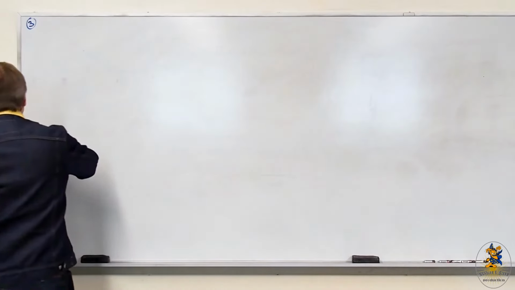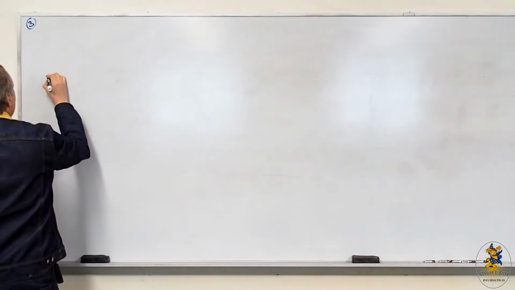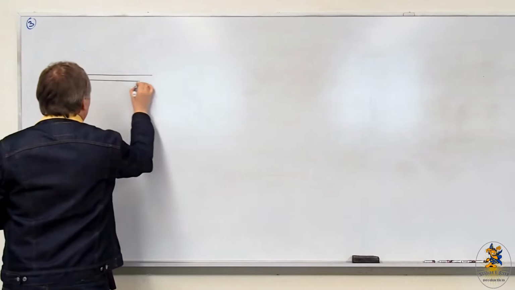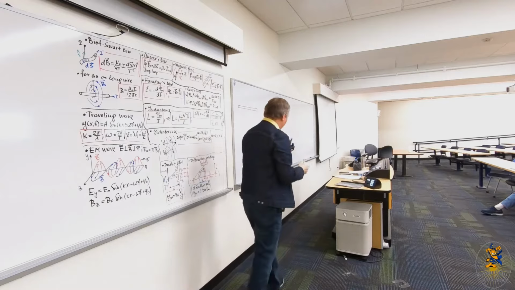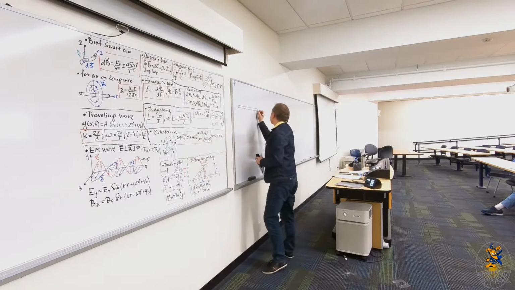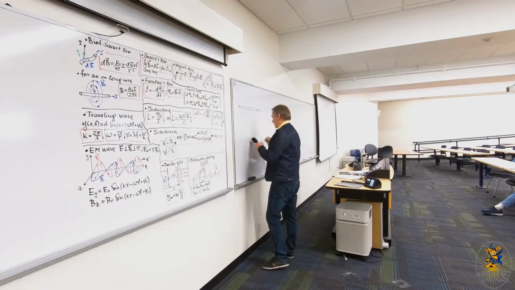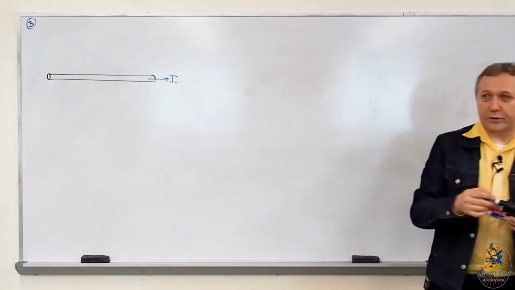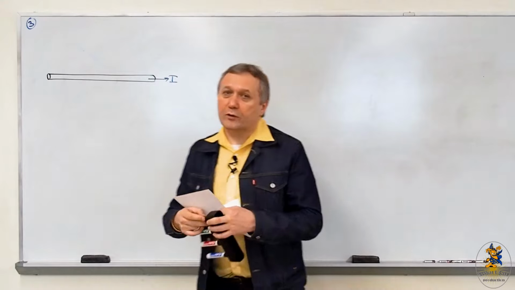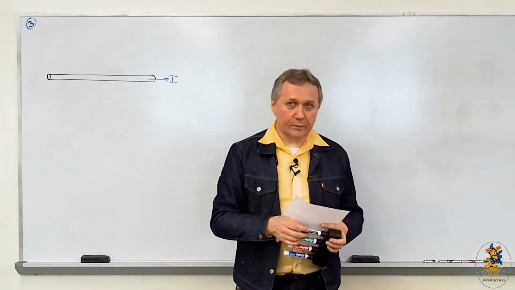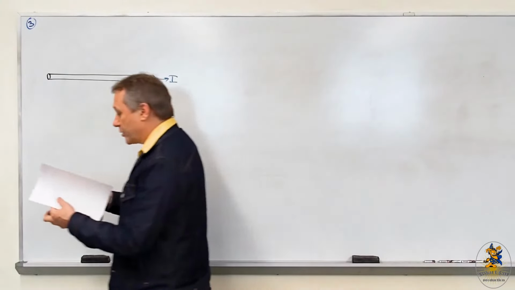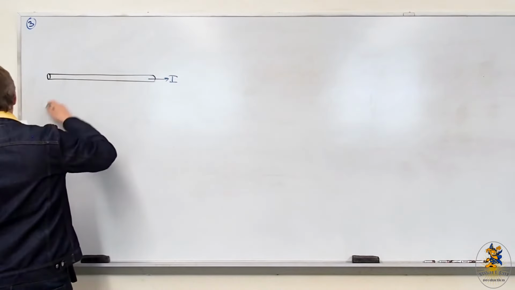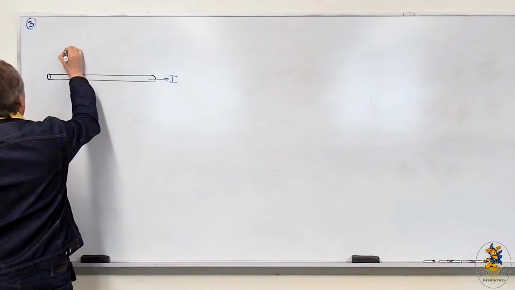So let's do this. Let's assume that this is our infinitely long straight wire with a current I. And now I will drop a few charged particles around this wire, and we will try to find the direction of the magnetic force. So first, let's assume that this is the first particle.